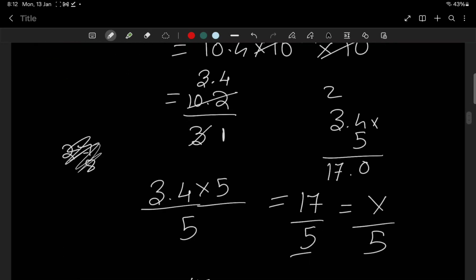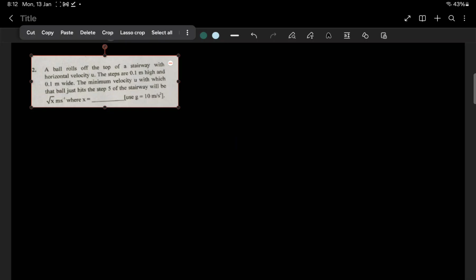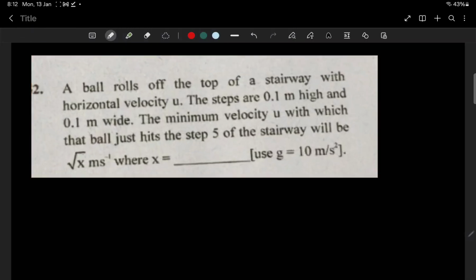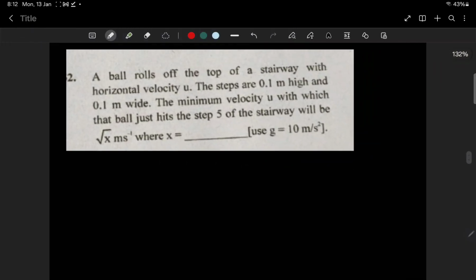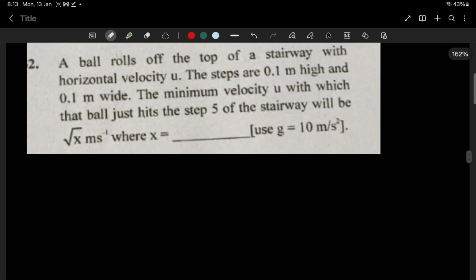Next question. Yes, so next question is here. Okay, this is a question from which one? Relative velocity. No, not relative velocity or what? One second. Sorry, my pen fell down. Yes. So this question is from what? Projectile motion, something. Okay. So a ball rolls off the top of a stairway with a horizontal velocity u.